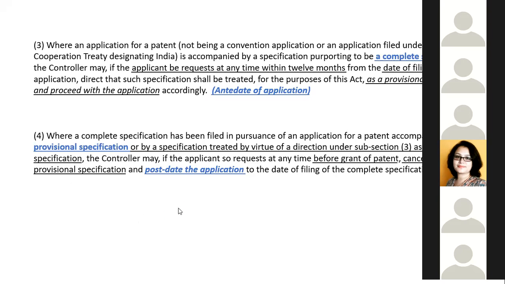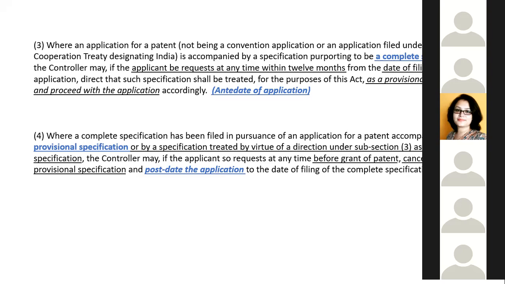Now moving towards the post dating of the application. Just 1 minute, one thing. In subsection 3 of this section 9, the priority date will be the first filing date only, right? Whatever it be, the first filing of the complete specification will be the priority date, right? Correct. The priority date will be the day you filed the complete application, if you are converting your CS into PS.